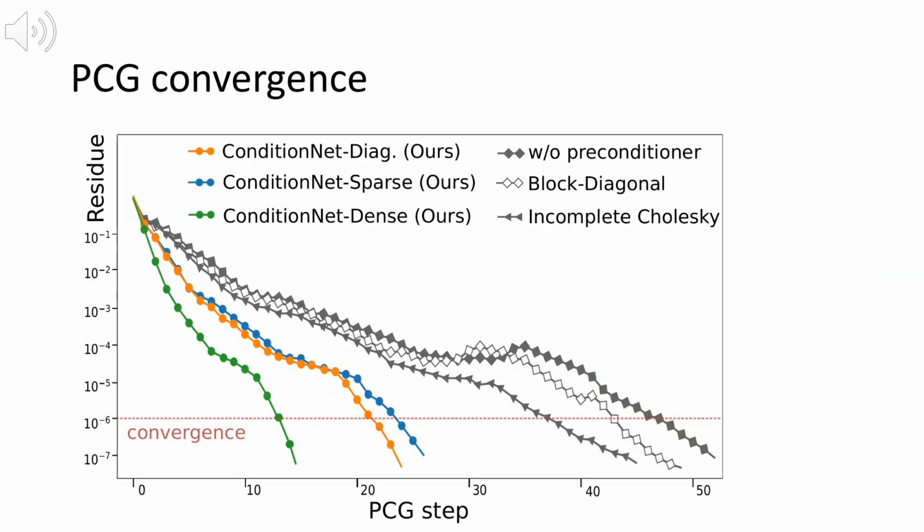We propose three variants of the ConditionNet with different densities: the ConditionNet dense, sparse, and diagonal. They are decided by the number of non-zero entries in the matrix. The curves show the average PCG convergence on the testing dataset. Our methods require 2 to 3 times fewer PCG steps to achieve the same residual than the baseline methods.